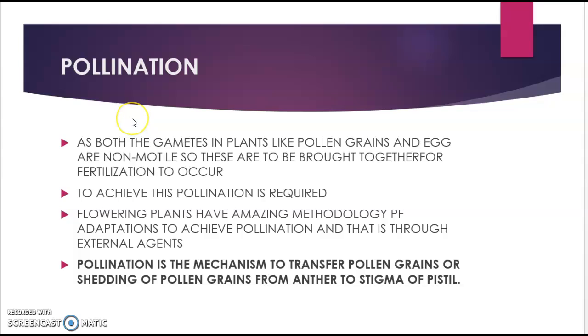Now before going for fertilization, let me explain what pollination is, because till now in part 1 we studied the formation of pollen grain, and in part 2 the embryo sac. Both the gametes in plants, the pollen grains and the egg, are non-motile, so they have to be brought together for fertilization to occur. To achieve this, pollination is required. Flowering plants have amazing adaptations to achieve pollination, and that is through external agents. Pollination is the mechanism to transfer pollen grains, shed from the anther, to the stigma of the pistil.